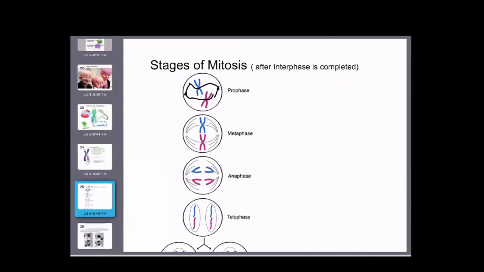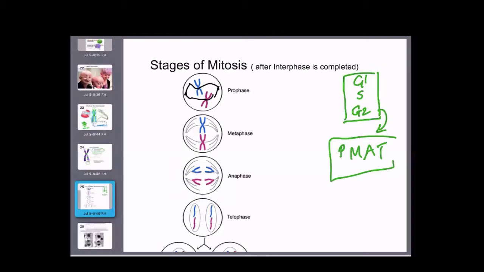Okay, so what is mitosis? So once we have gone through G1, S, G2 of interphase, the cell now commits to undergo mitosis. And mitosis is made up of these distinct stages. If you just remember an acronym PMAT, that will help you remember the order that they go in.